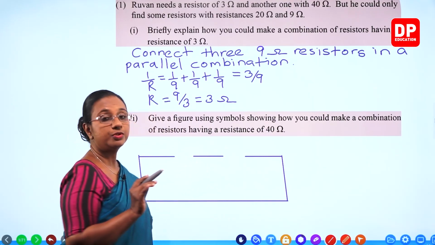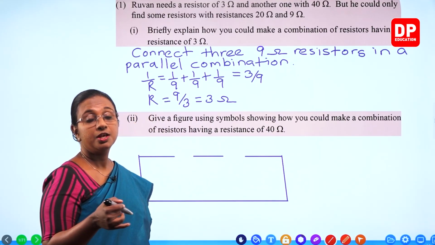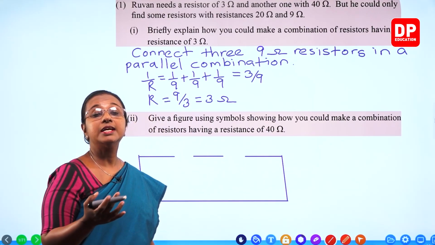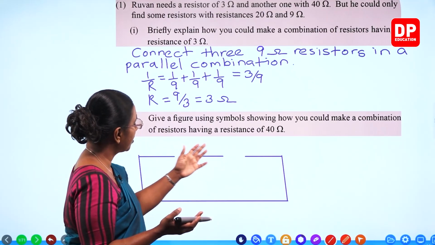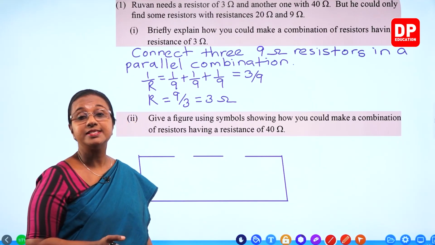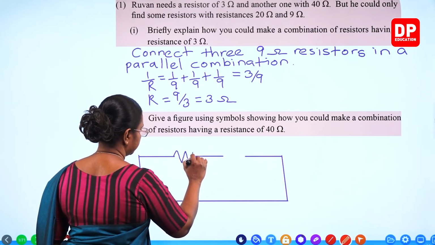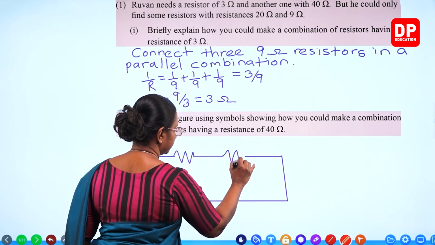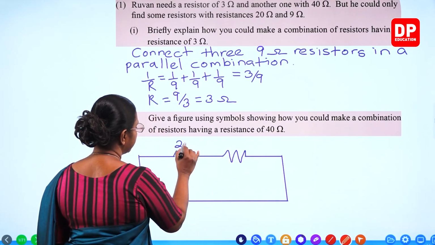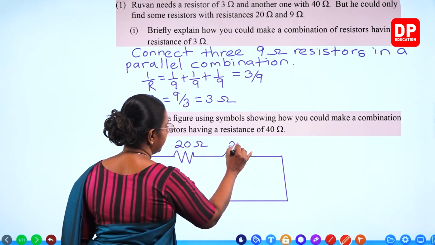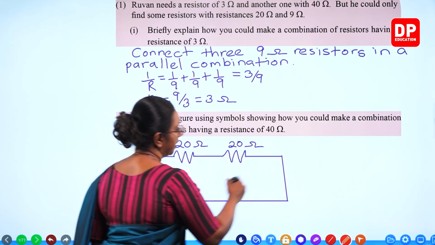Here we only show the combination of resistors. No need to show the other components because they just want us to show how the resistors are connected. So this of course, 20 ohms, 20 ohms.